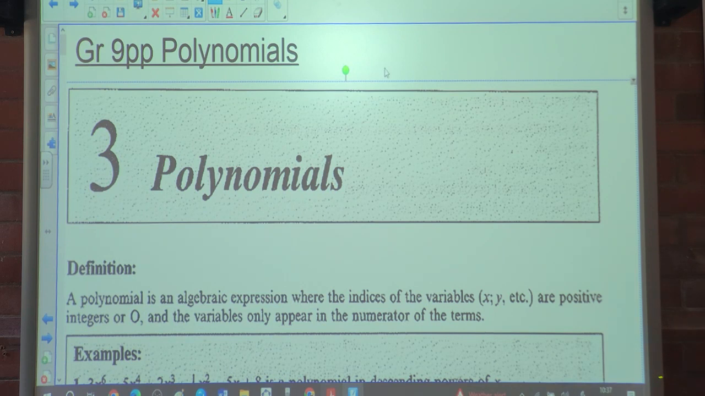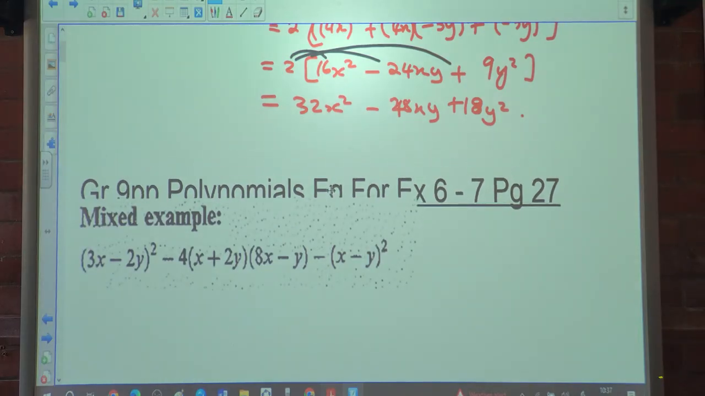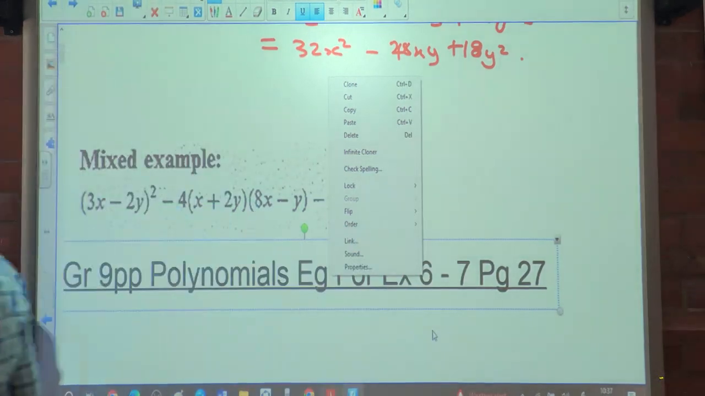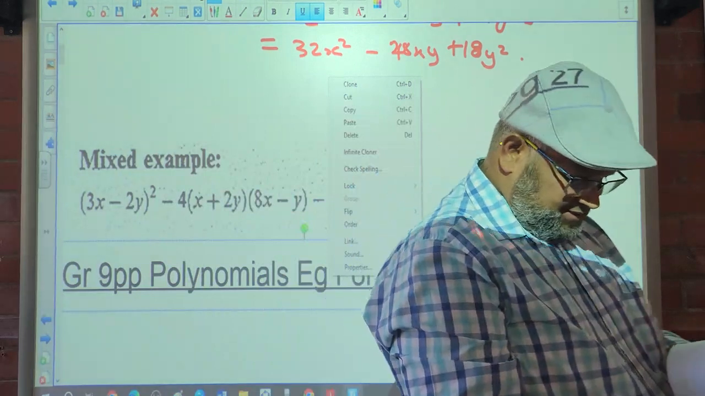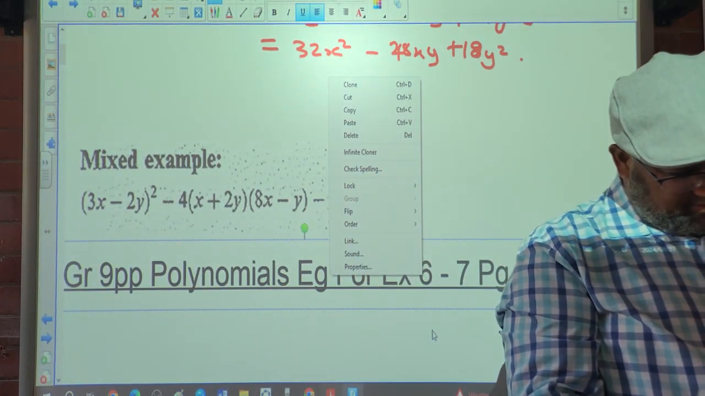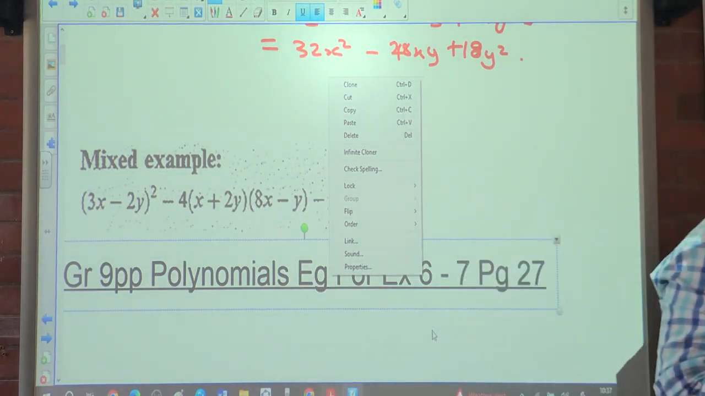So today we're looking at probability. We're looking at the examples for exercise 8. And exercise 8 is on page 27.